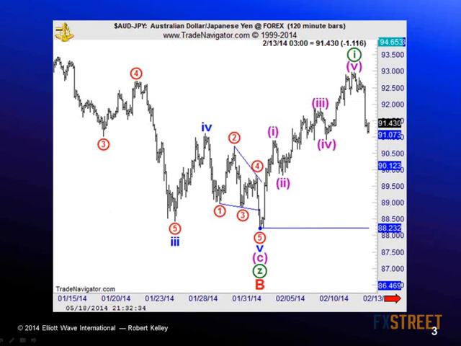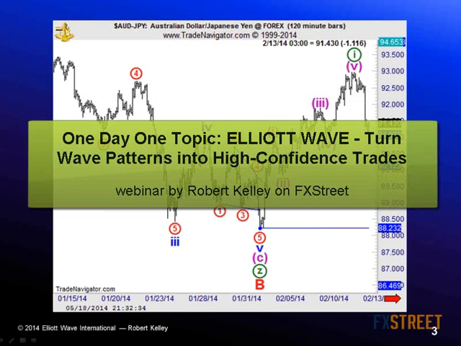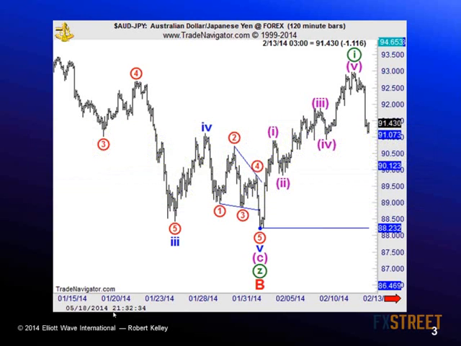Okay, now here's a chart of Aussie yen that's back in February. You can see the timestamp on all the charts that I'm showing here today. This one is one I did recently to prepare for this, just to set the stage for what ended up being real-time calls that we made.